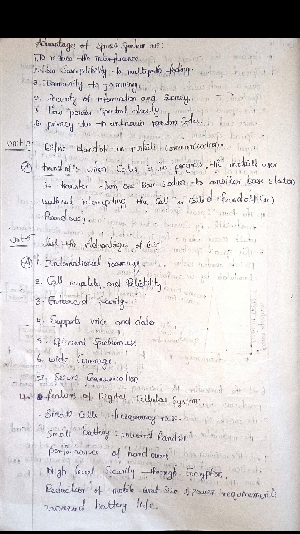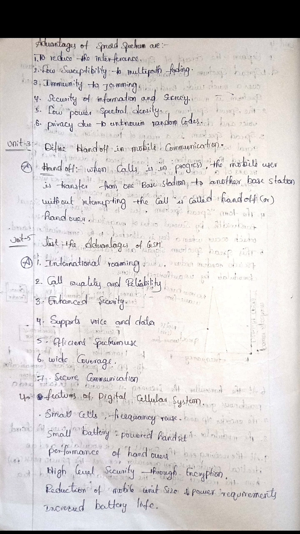Advantages of spread spectrum are to reduce the interference, low susceptibility to multipath fading, immunity to jamming, security of information and secrecy, low power spectral density, privacy due to unknown random codes.